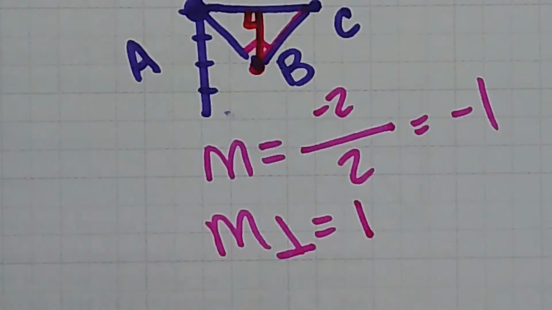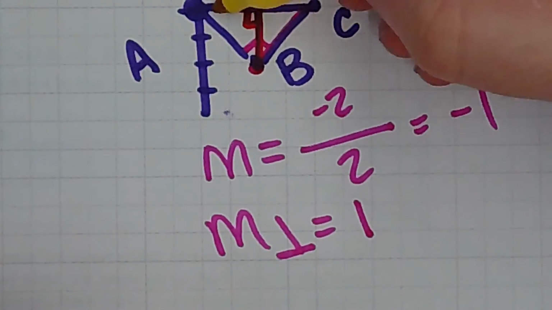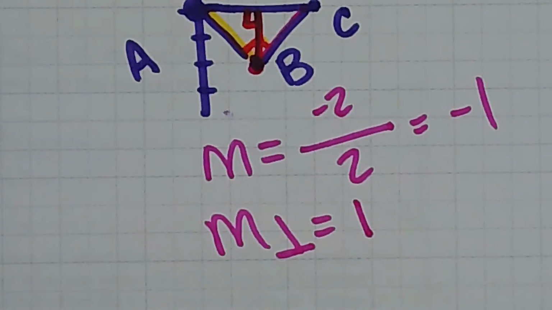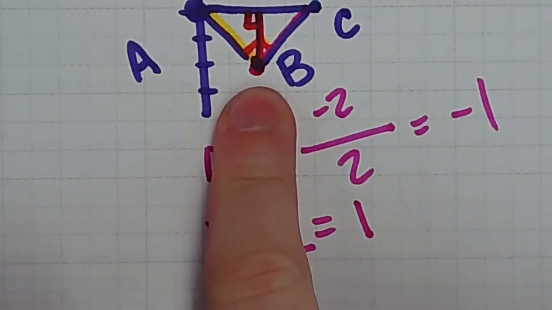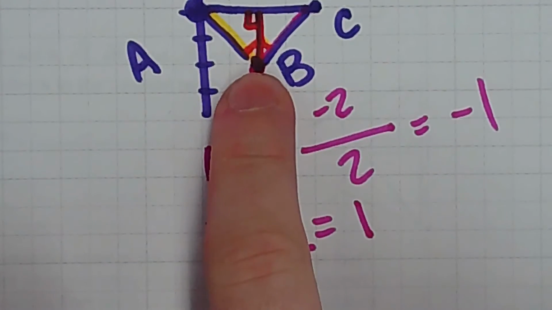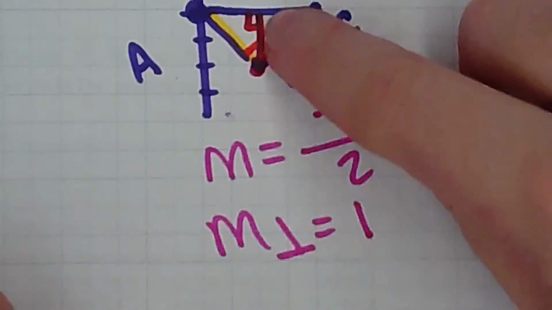Where do you think our other orthogonal is going to be? From this vertex to this side, it's going to be here. 90 degrees. This is a right triangle, ladies and gentlemen. Right triangles have their orthogonals at the point opposite the hypotenuse. Because that's 90 degrees to that side, that's 90 degrees to that side, and that's 90 degrees to this side.